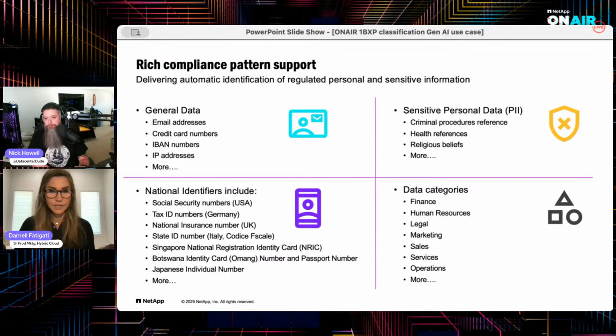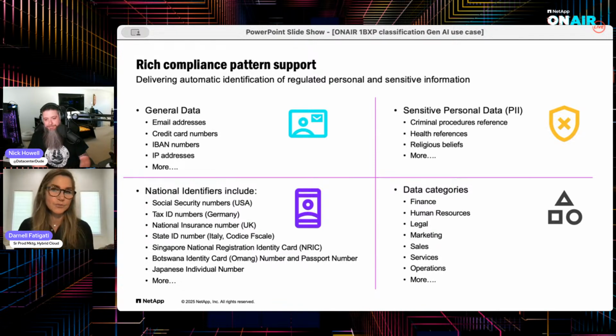Yep, for sure, and yes, we have customers all over the globe. Occasionally we get asked about a very obscure identifier that may not be the national identifier, but it's maybe some particular areas use it that we don't support, but we support a lot. The most popular ones you can see here: Italy, Botswana, Japan, Germany, UK. And then the sensitive PII, those are things like criminal procedures, health references, religious beliefs.